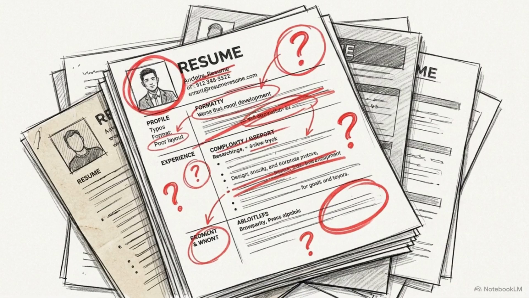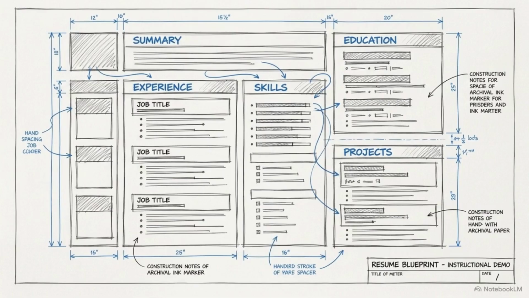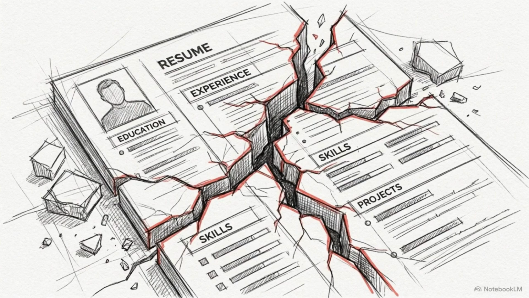Navigating these conflicting layouts manually requires researching and rebuilding your document for every single border you cross. You have to map your career data to the correct local structure first. If the architecture of the document is wrong, translating the words won't save the application.